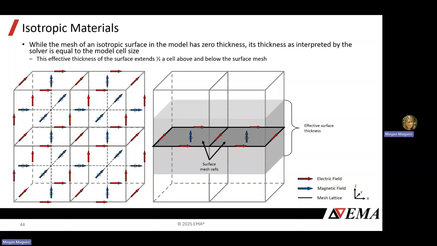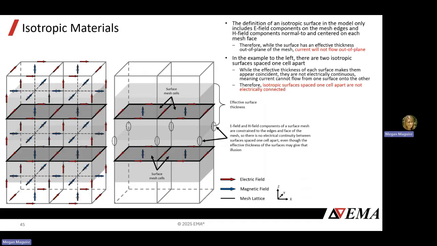So why is the thickness of a surface one cell size? Essentially, what the solver is seeing is the thickness goes from half a cell above the surface to half a cell below. And for the field values associated with that surface, they're constrained to just the planar part of the mesh for your surface. However, the thickness that it sees extends beyond that.